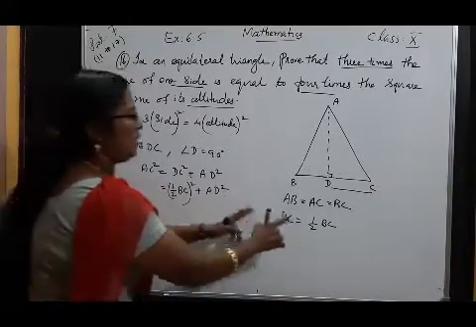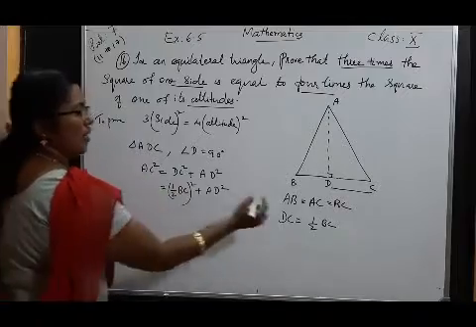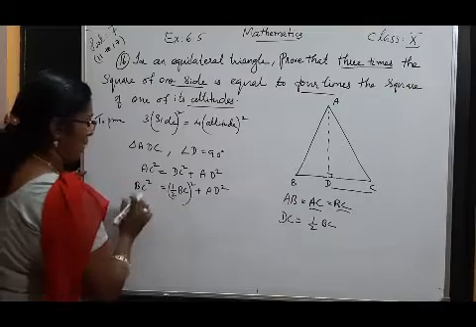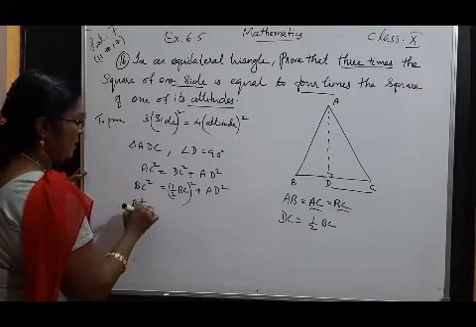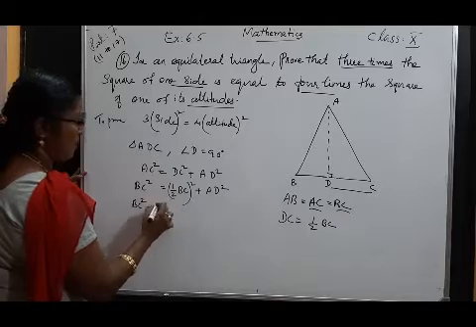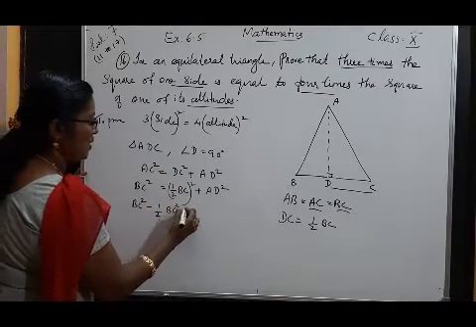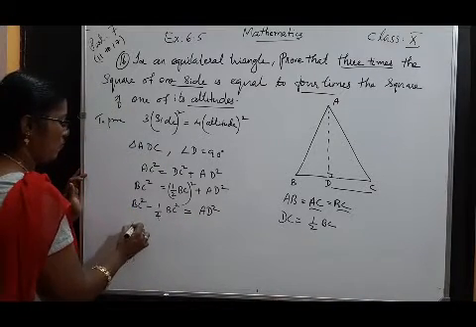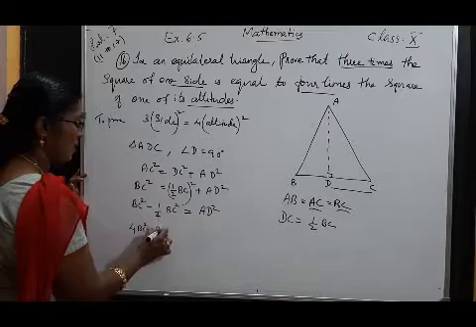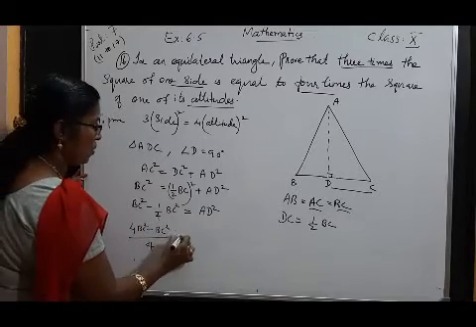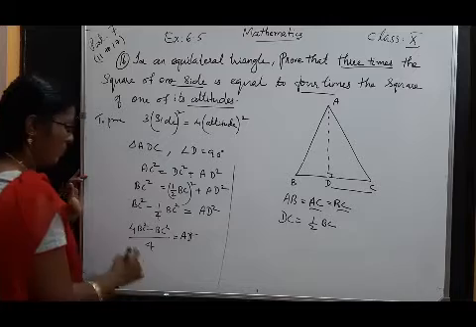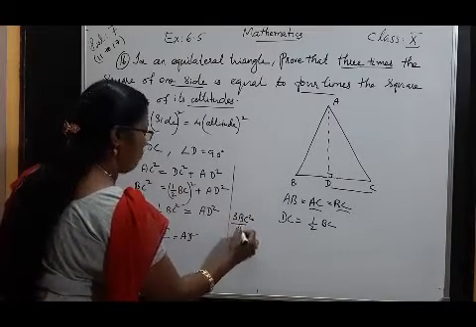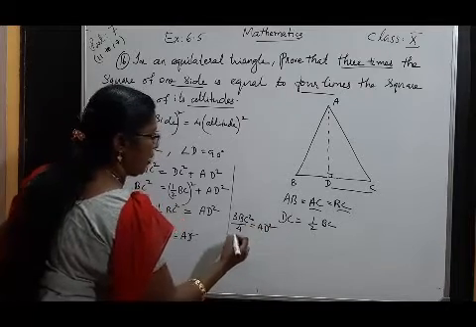Then AC and BC are equal. So instead of AC, write BC square. Then transpose this on the left side. BC square minus the square of half of BC, that is 1 by 4 of BC square, equals AD square. This is 4 BC square minus BC square by 4 equal to AD square. 4 BC square minus BC square is 3 BC square by 4 equal to AD square.